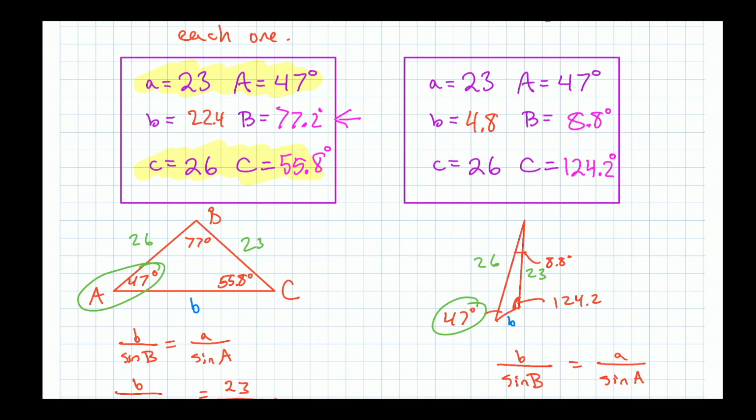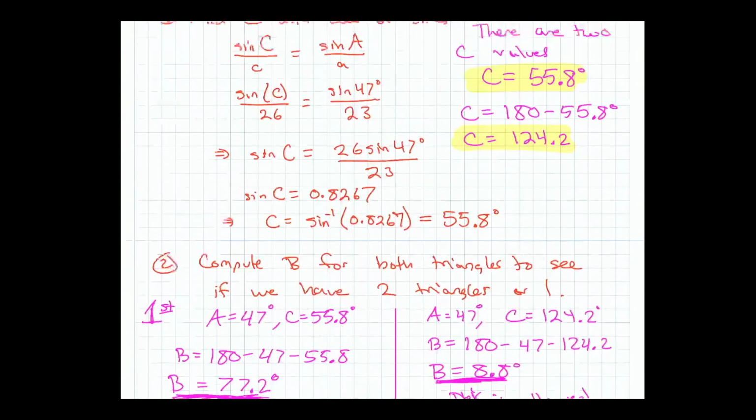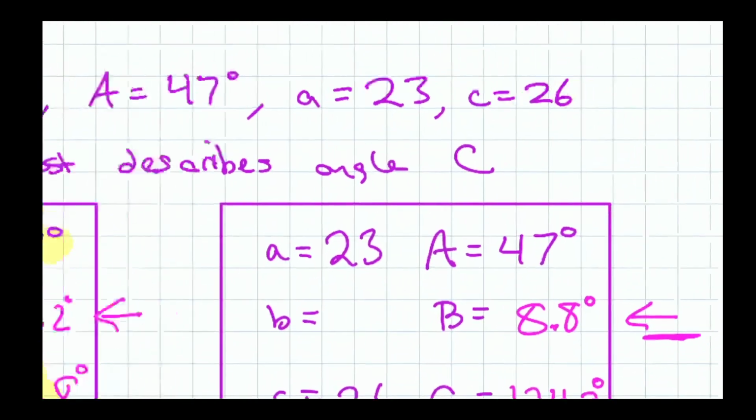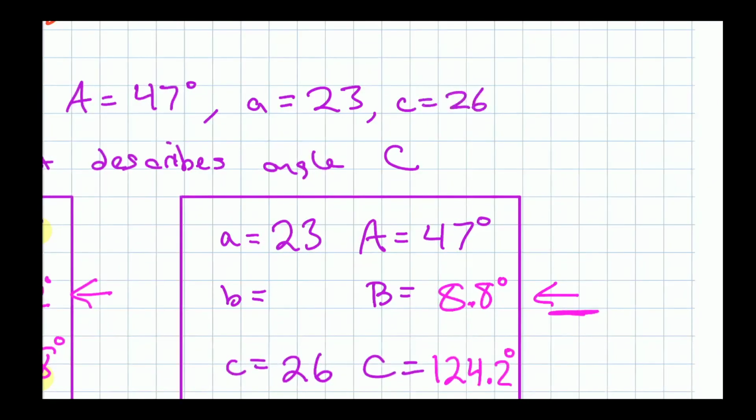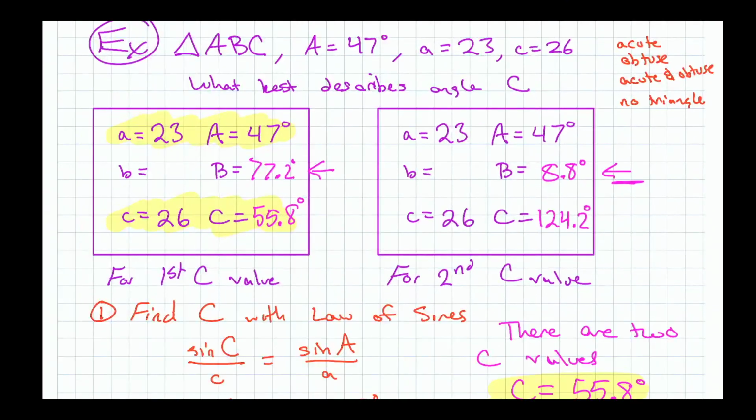All right, so those are my two triangles. Now, what the question said to do was which of these statements best describes the angle C. And again, my choices were the same as the previous one: acute, obtuse, acute and obtuse, and no triangle. Okay, so what was it? Well, we actually did get two different triangles, didn't we? So this is the correct answer. That's the two triangle answer. Okay. So I think we're just about done with this.